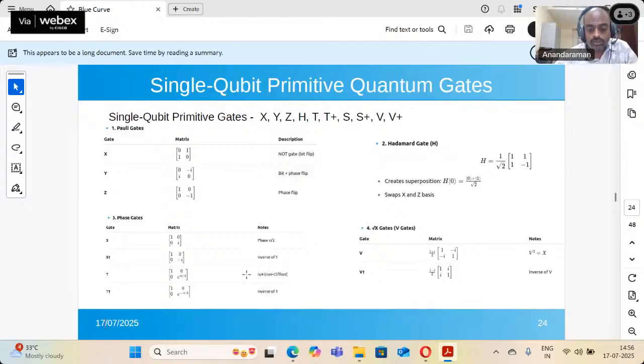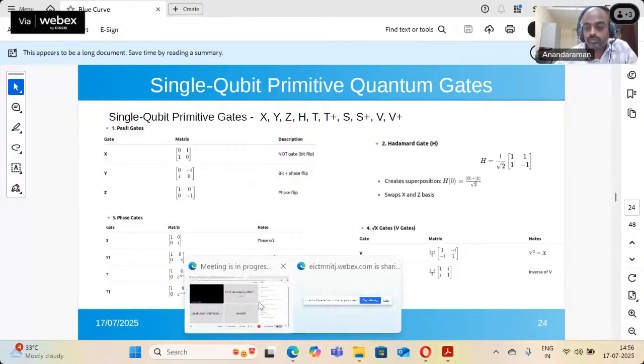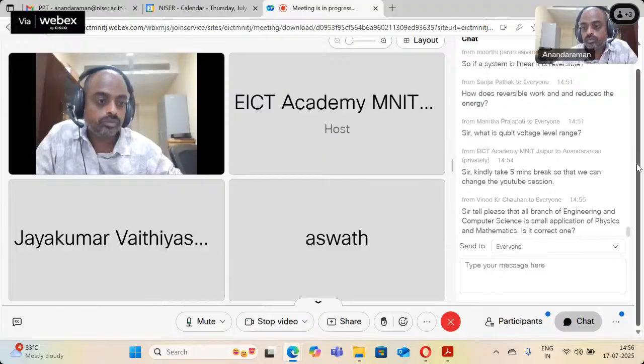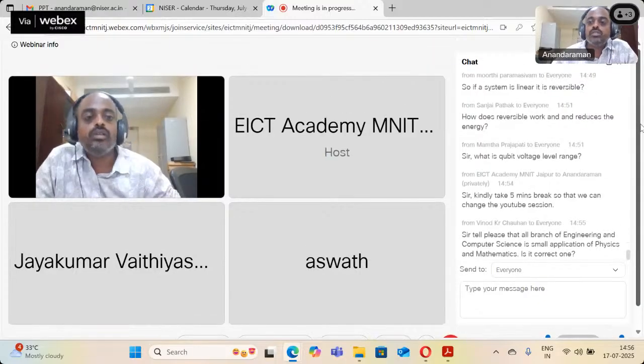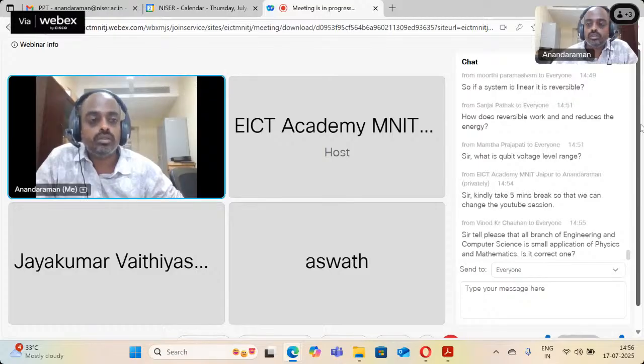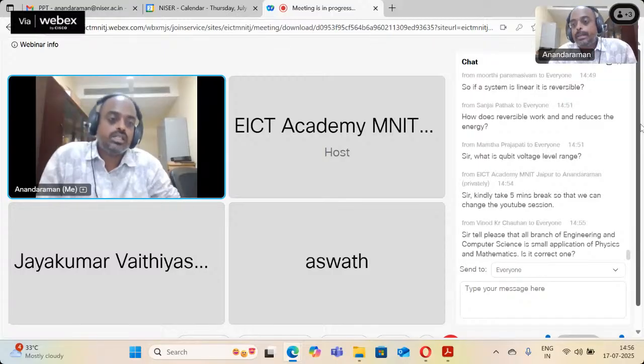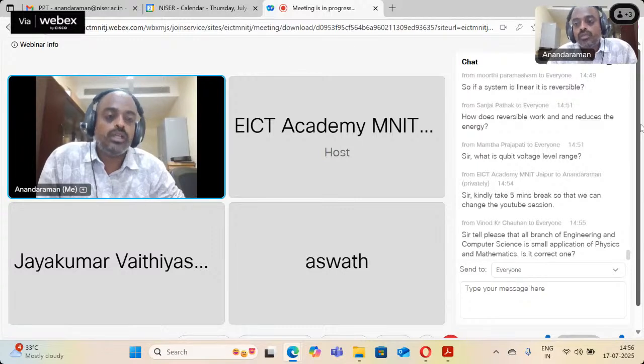Any doubt? If a system is linear, it is reversible. Linear, non-linear, we cannot say. Yeah, we can. If the number of inputs and number of outputs is the same, then it is reversible.